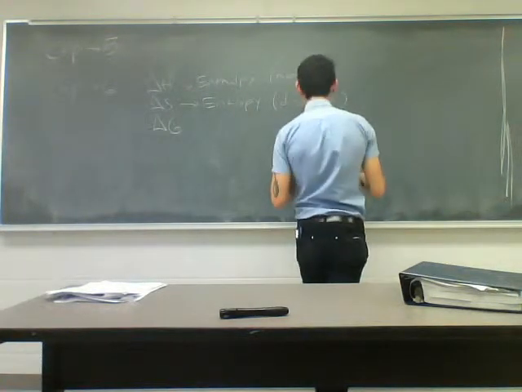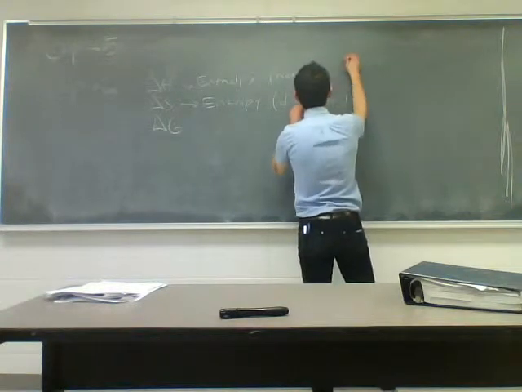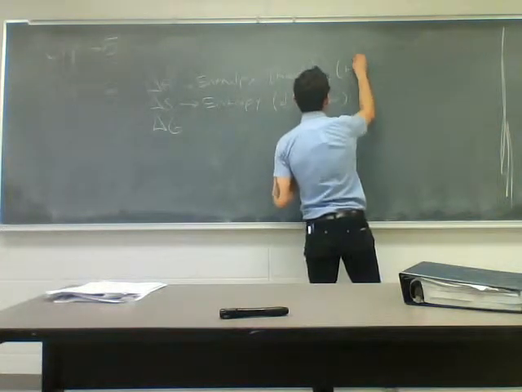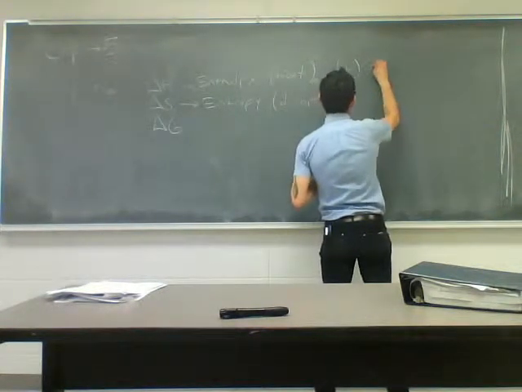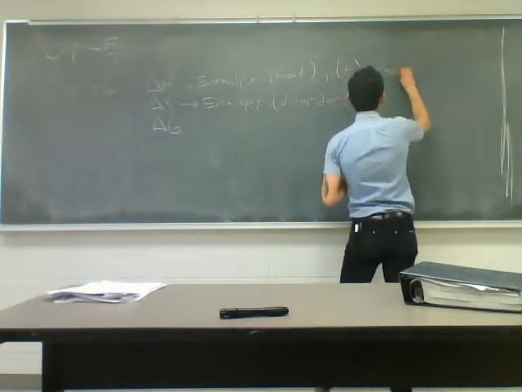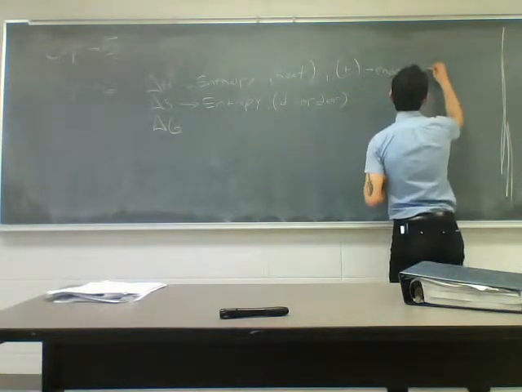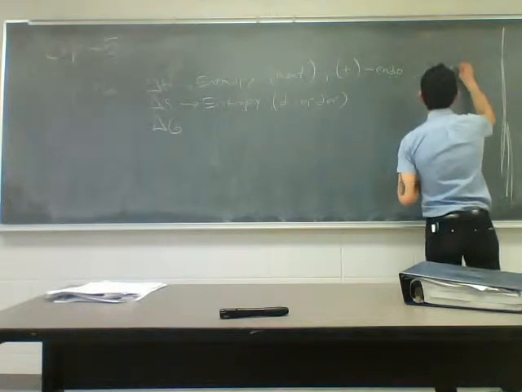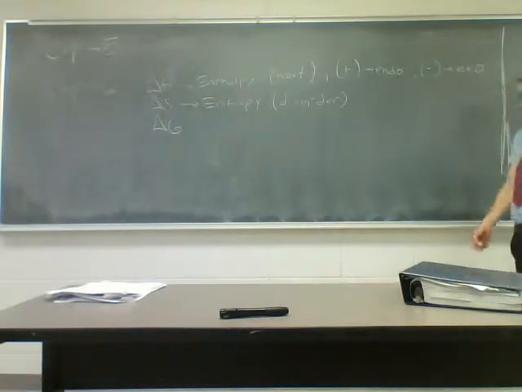So a positive delta H is endothermic. Endo. A negative delta H is exothermic.